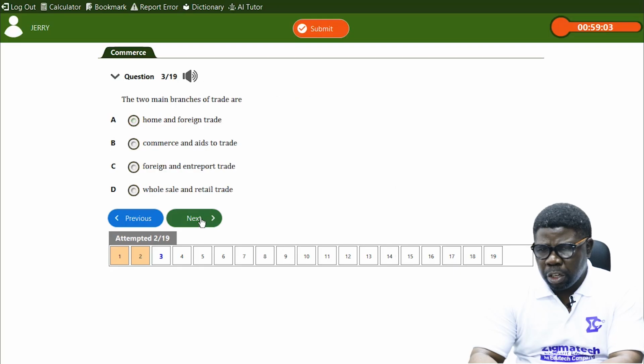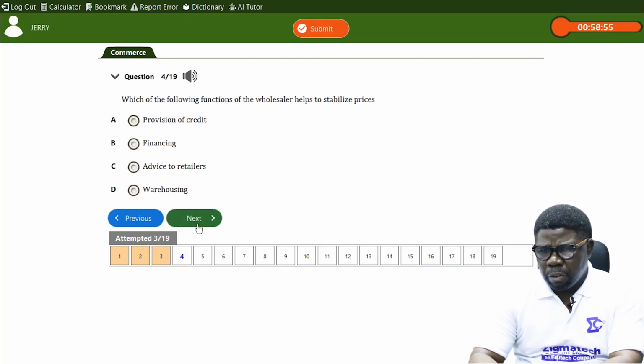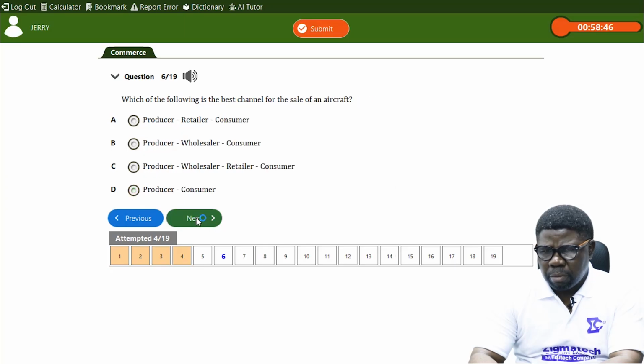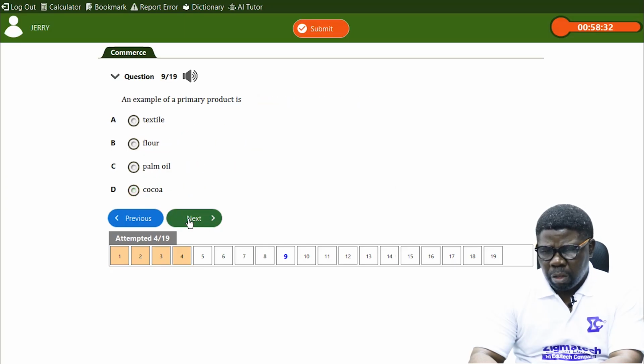Two main branches of trade are home and foreign trade. Okay, and which of the following functions of the wholesaler helps to stabilize price? It is warehousing. Okay, I think we'll take this one now and we'll end it. An example of a primary product is cocoa.